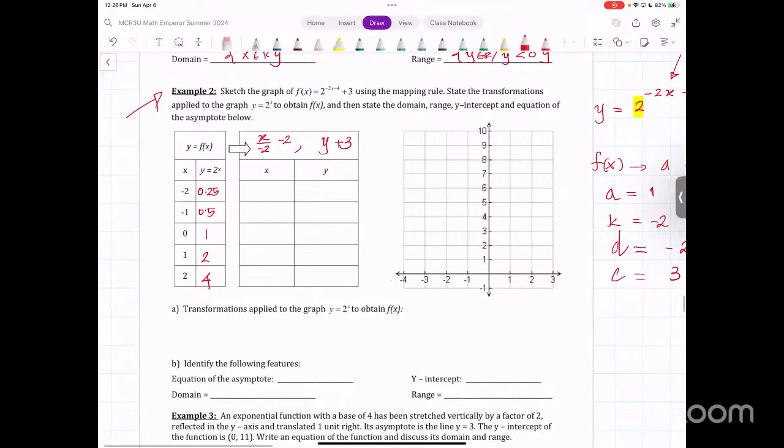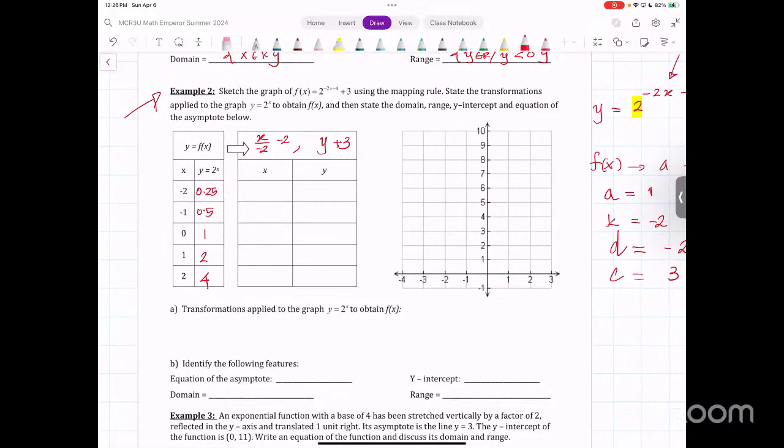I really want to see how you would fill out a table. You take the X value, substitute here. Take the Y value, substitute here. Can you guys fill out a table and graph it, please?